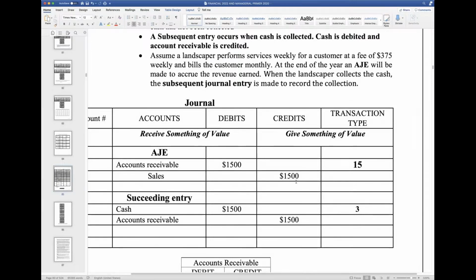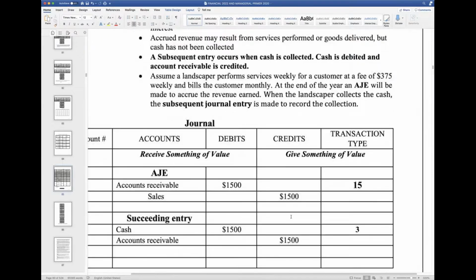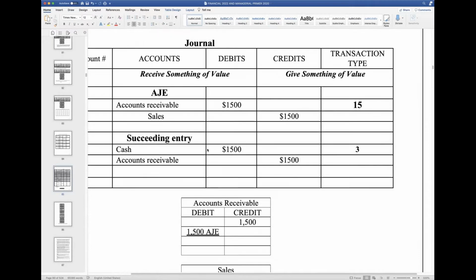So how did we get 1,500? The landscaper was doing $375 a week. He did 4 weeks in December. He has to make this entry, debit receivables and credit sales. Then in January, when he gets his money, he debits cash and credits account receivable, a 15 and a 3. Okay, a 15 and a 3.